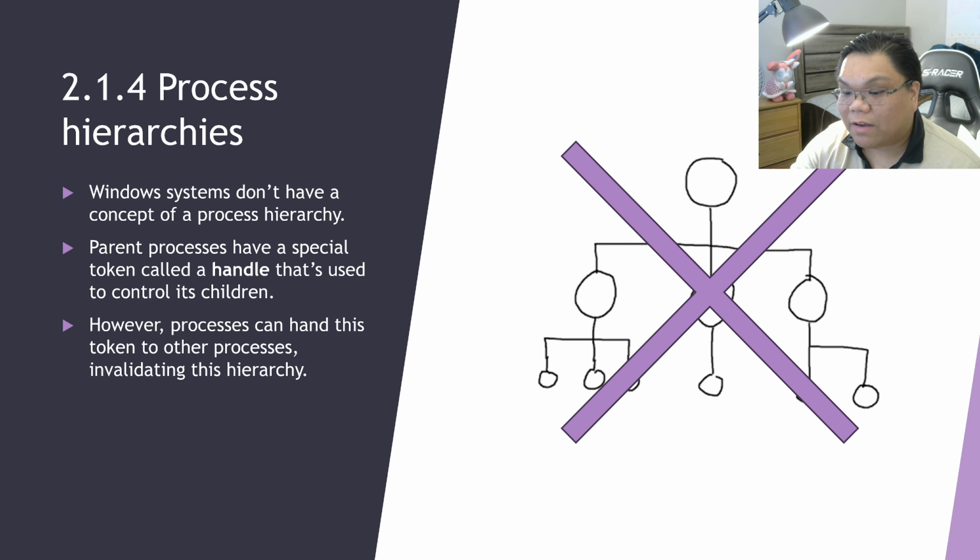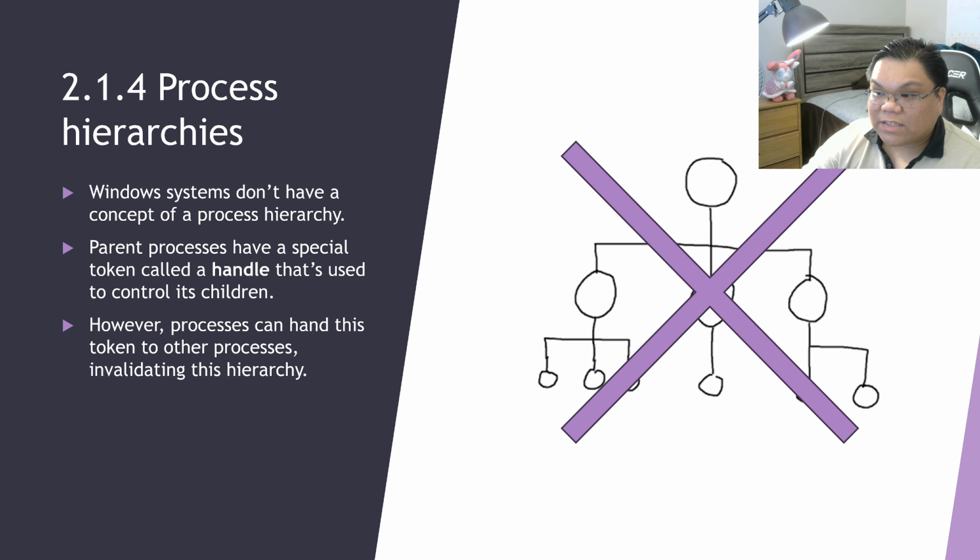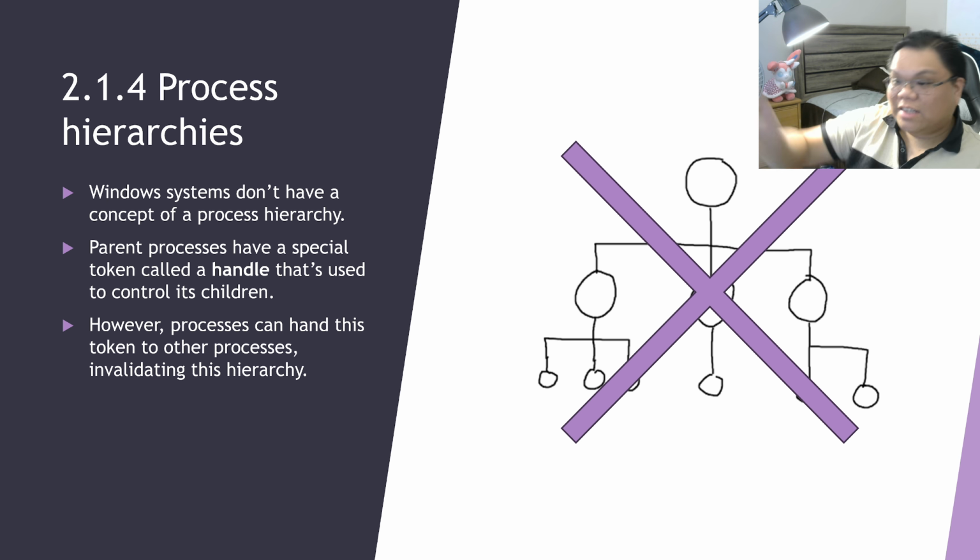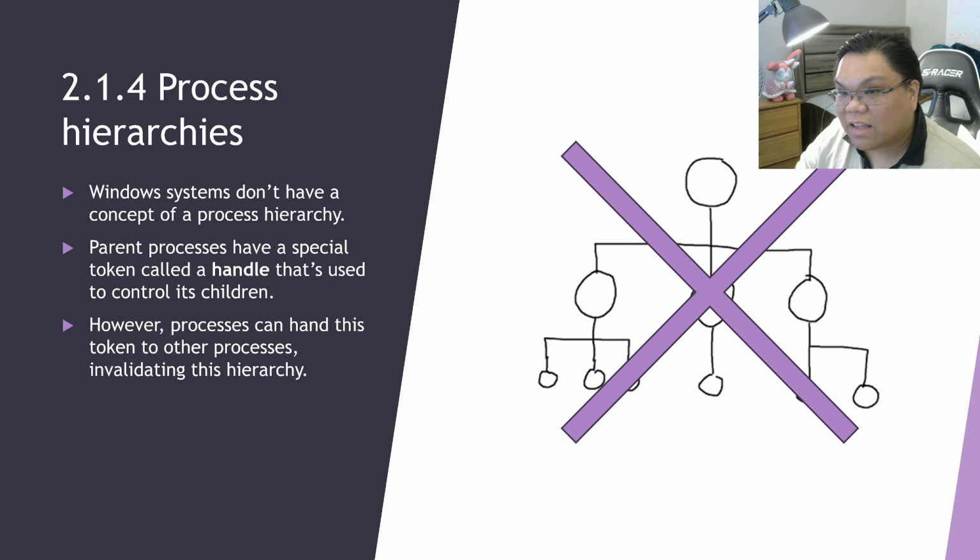Windows systems don't have a concept of a process hierarchy. Here, parent processes have a special token called a handle, and that's used to control its children. However, these processes can hand these tokens to other processes, thus invalidating the hierarchy.